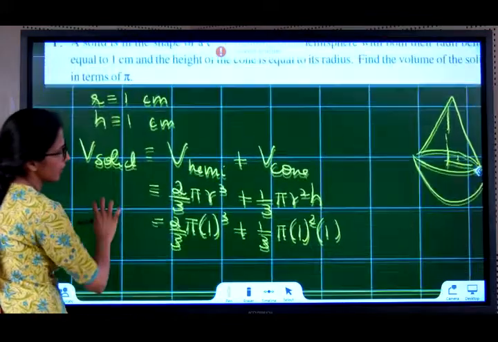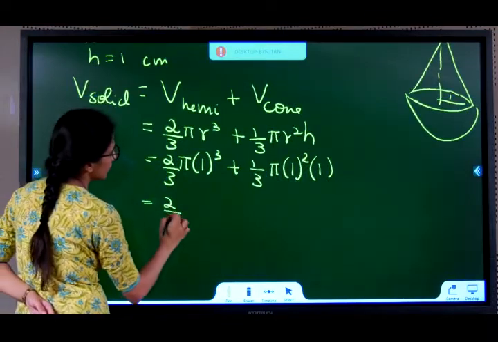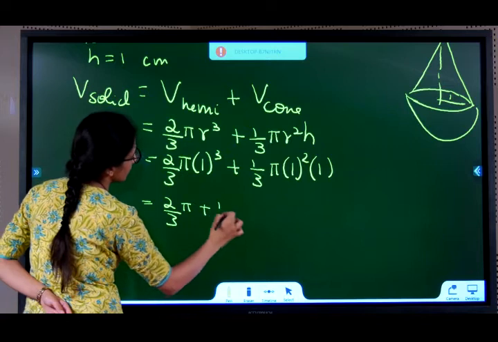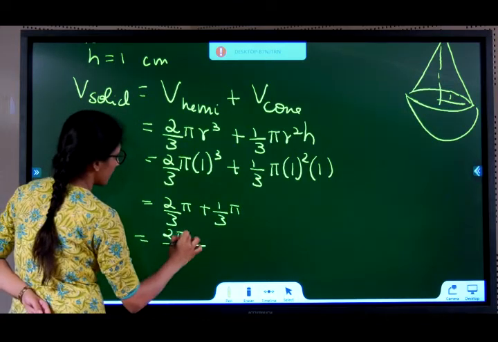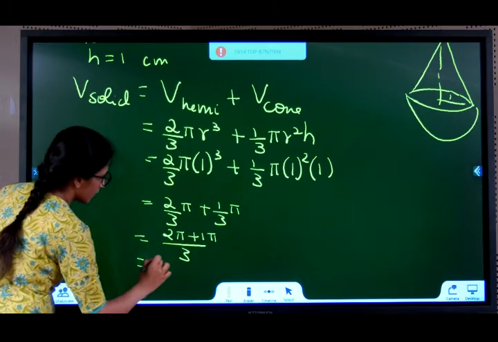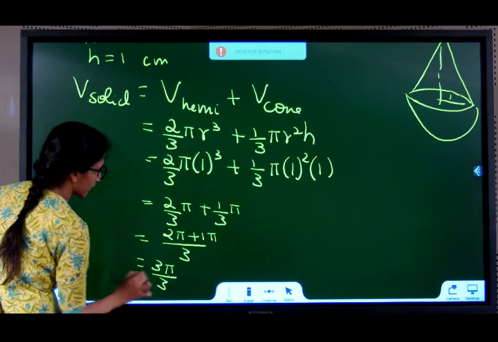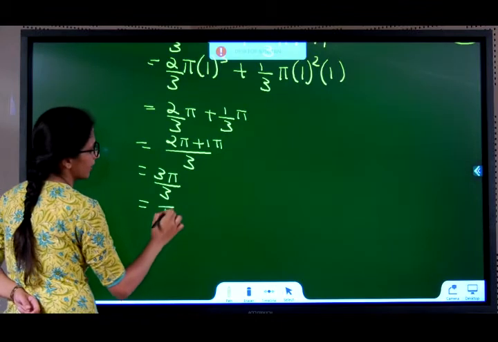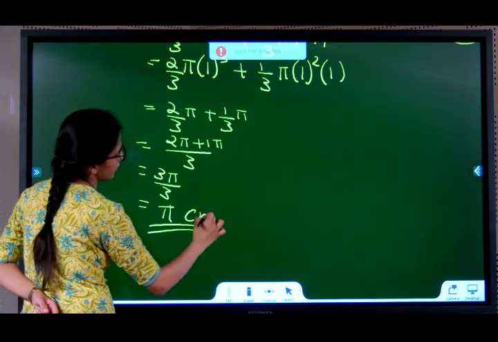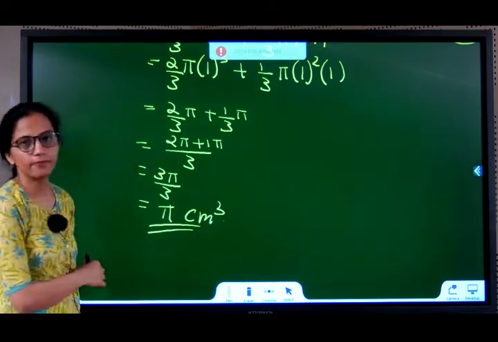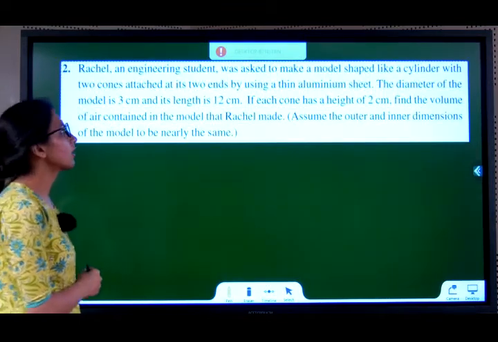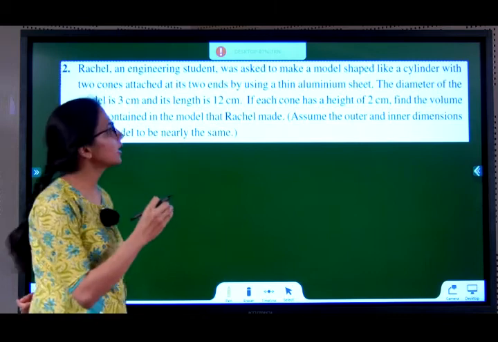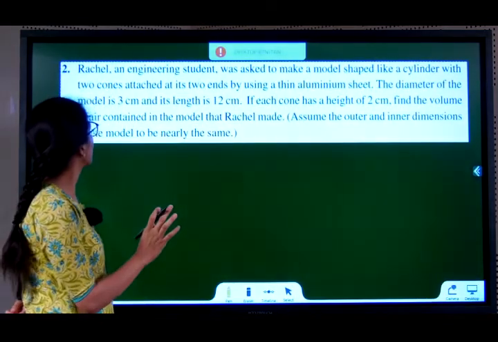So what happens now? 2 by 3 pi plus 1 by 3 pi, 3. 2 pi plus 1 pi, 3 pi by 3. You just get pi centimeter cube.